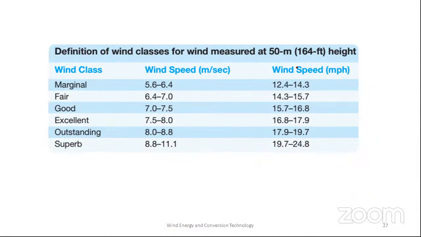So this is the definition of wind classes for wind measured at 50-meter height. Marginal wind is 5.6 to 6.4 meter per second, and fair wind is 6.4 to 7 meter per second. Good wind is 7 to 7.5 meter per second. Excellent wind is 7.5 to 8. Outstanding wind is 8 to 8.8 meter per second. Mostly in our country, if you go back to your map, you can see we have wind speeds of 5.6 to 6. This is mostly available, but in very few regions we have higher wind speeds.